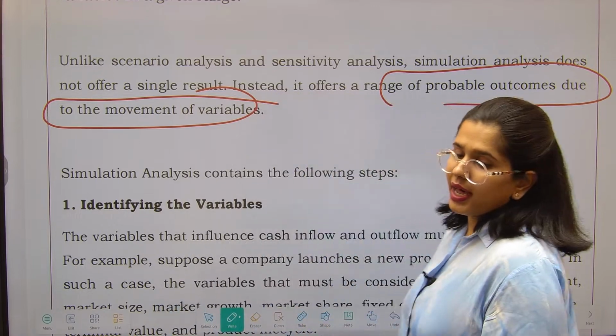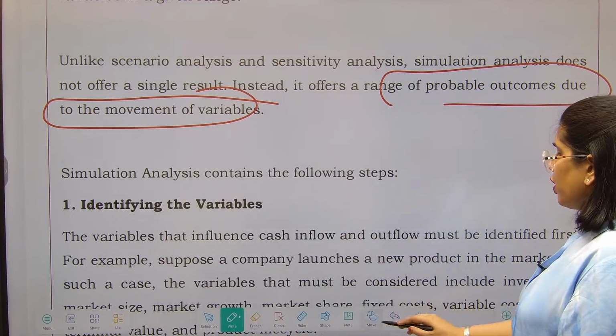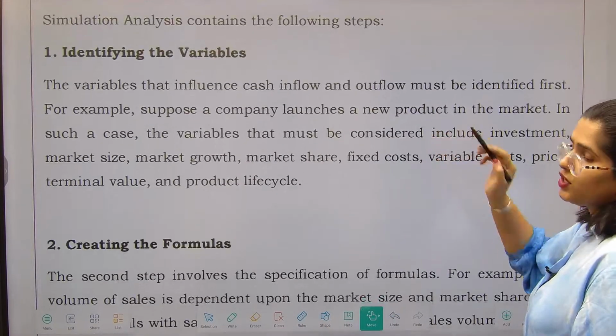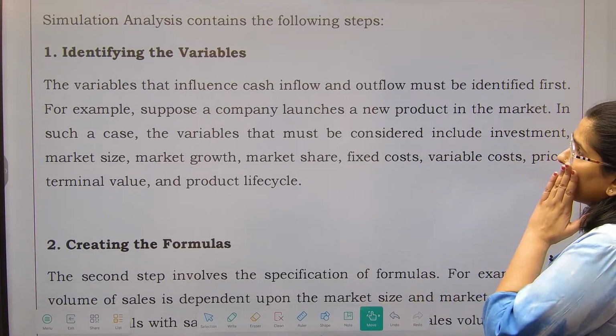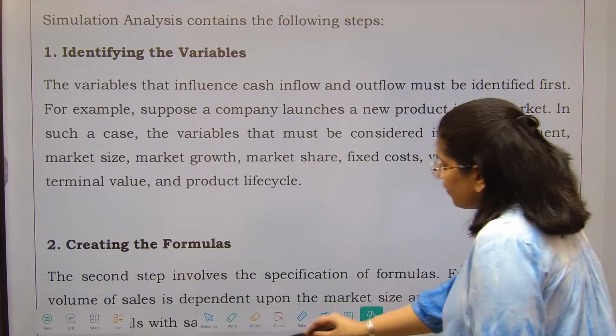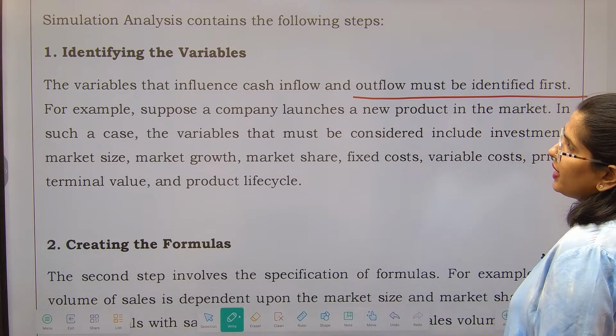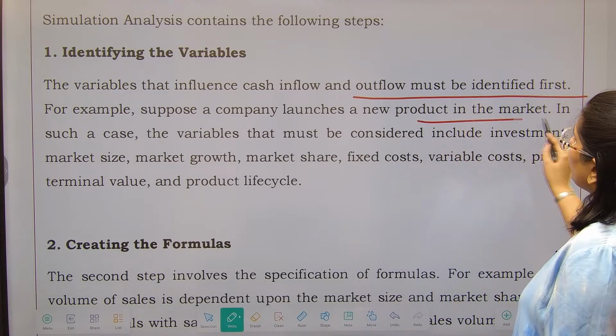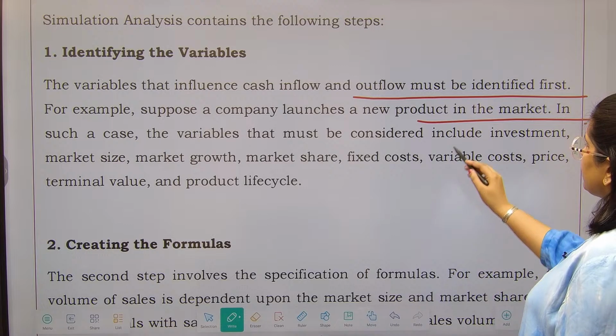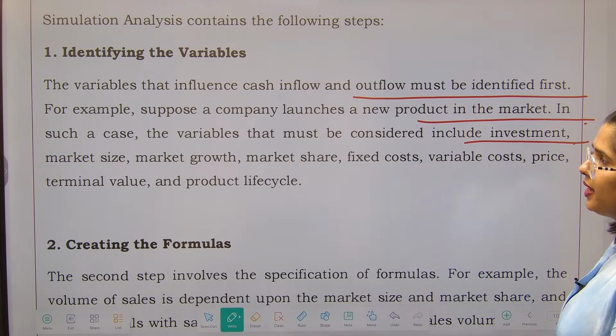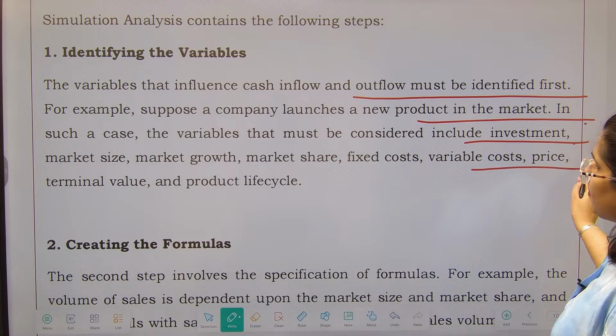Now simulation analysis, what are the steps in it? First of all, you have to identify the variables which are impacting your project. The variables that influence cash inflow and outflow must be identified first. For example, if a company is launching a new product in the market, the variables that must be considered should include investment, market size, market growth, market share, fixed cost, variable cost, price, terminal value and product life cycle.